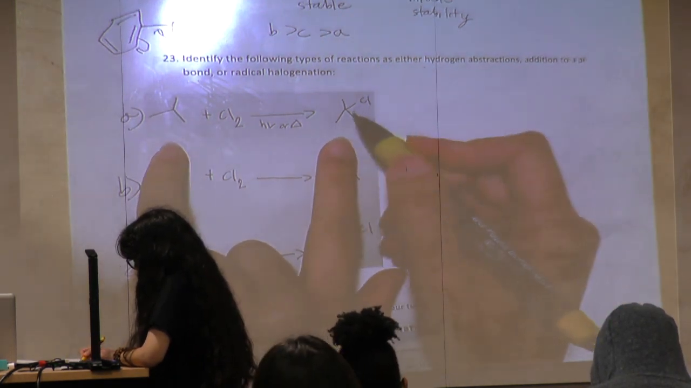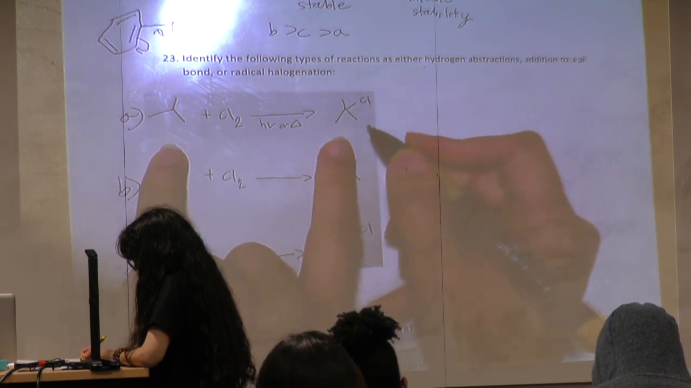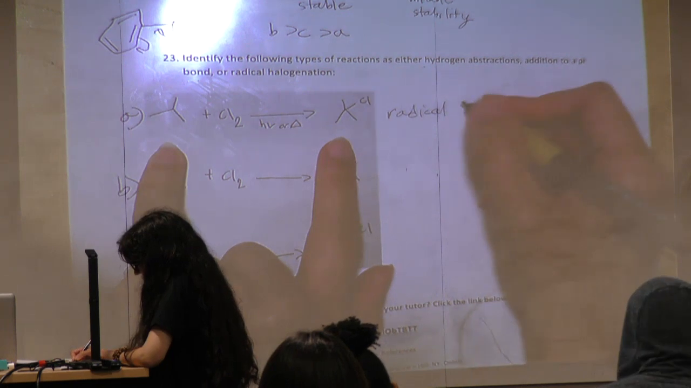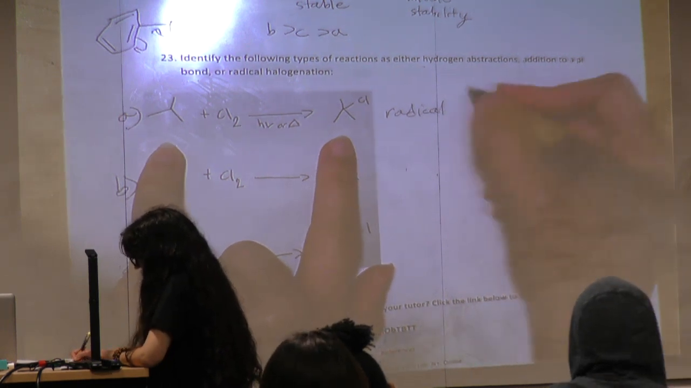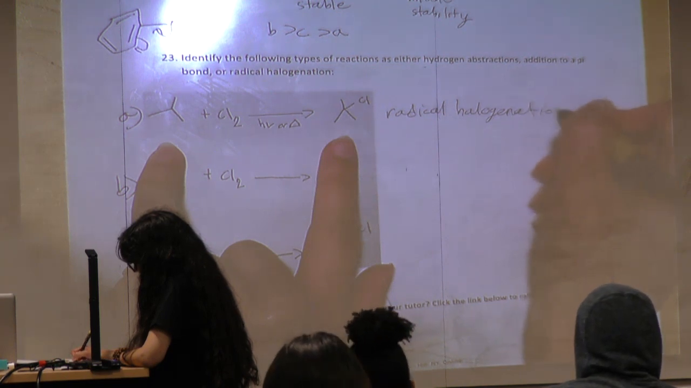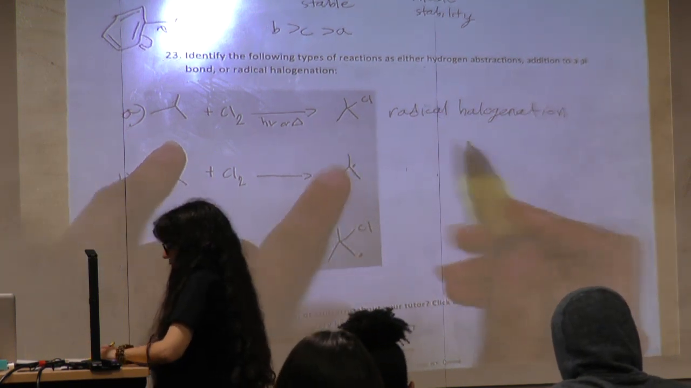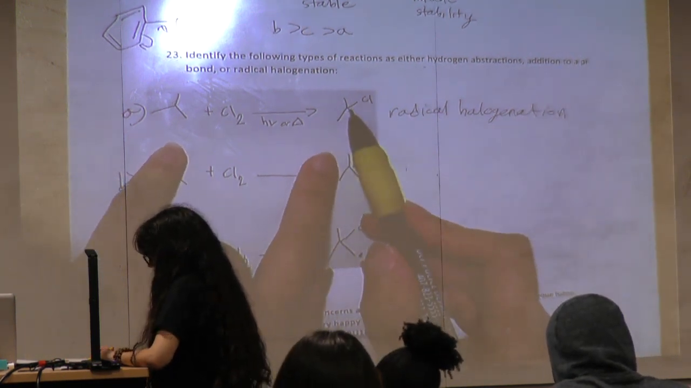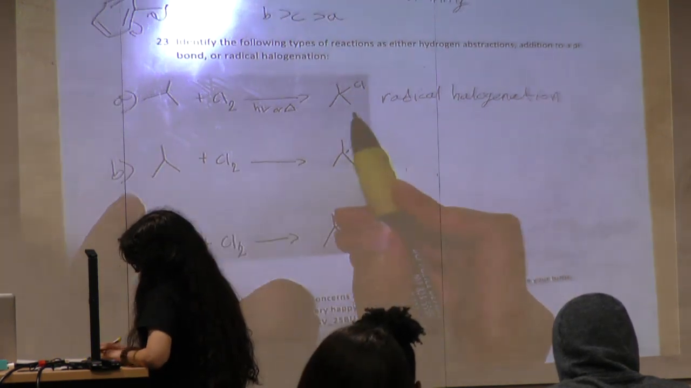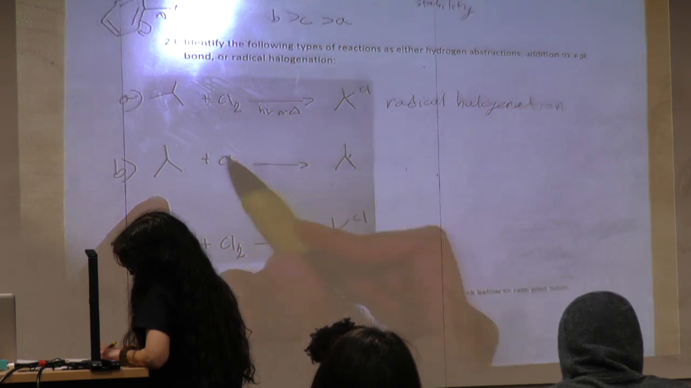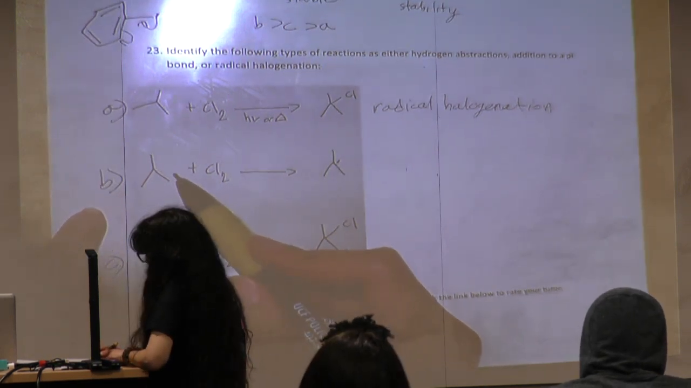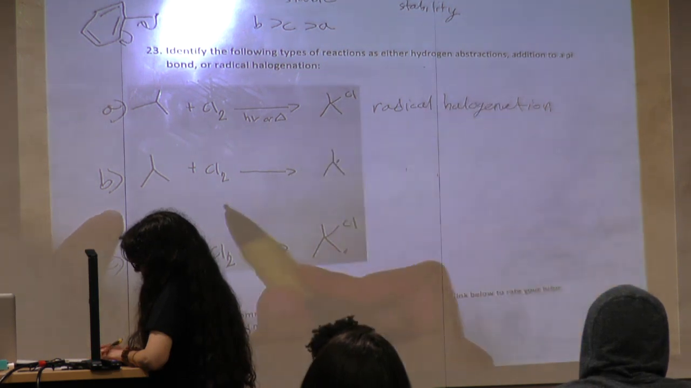Did you say halogenation? Yeah, so that's radical halogenation, because you put a halogen on it. With B, what did we do with B?